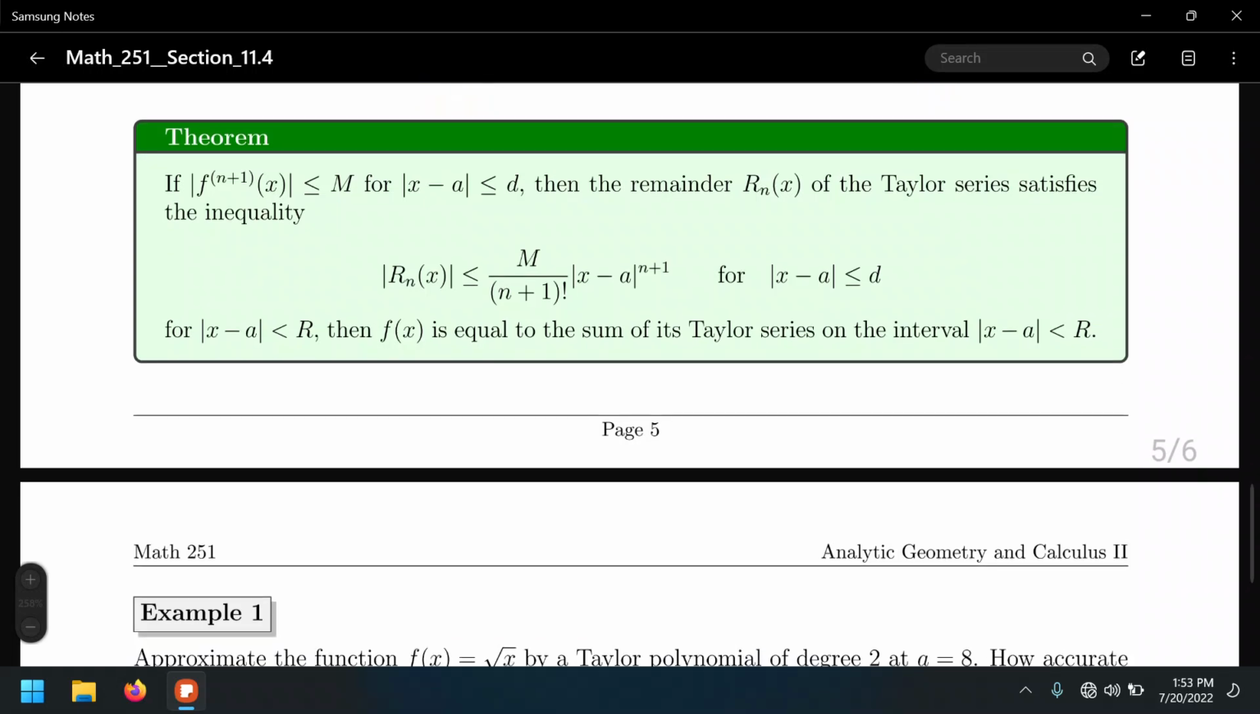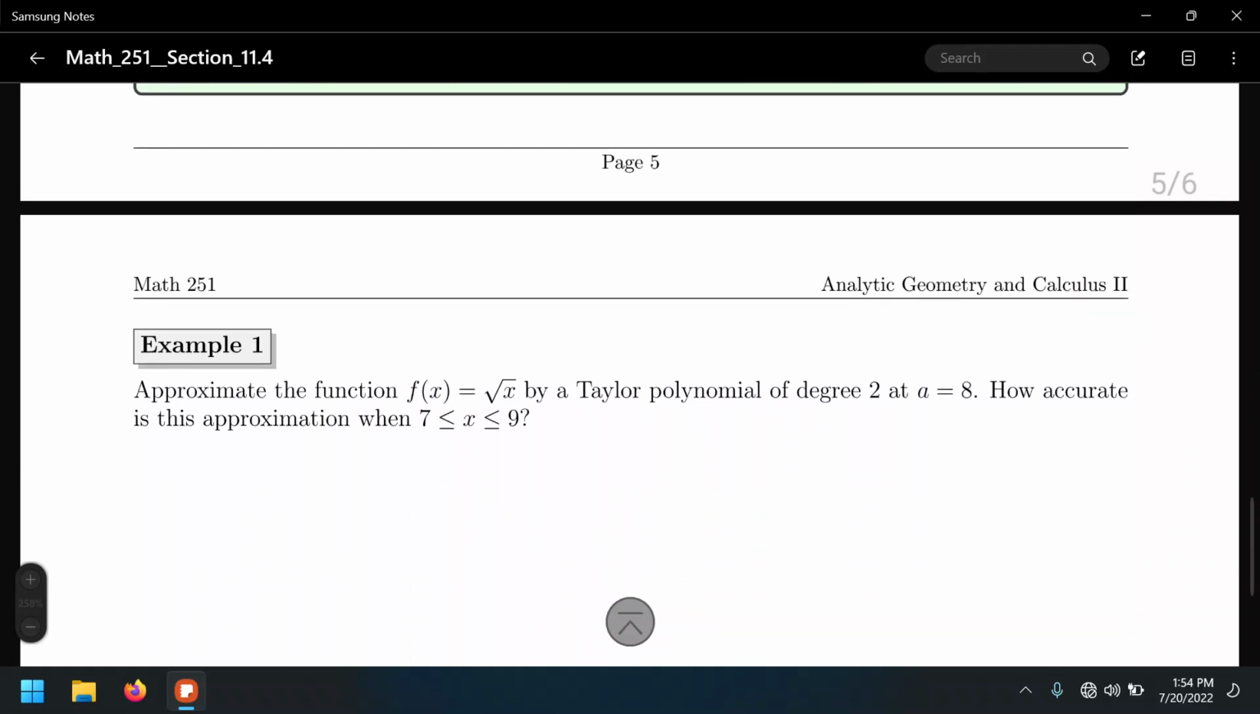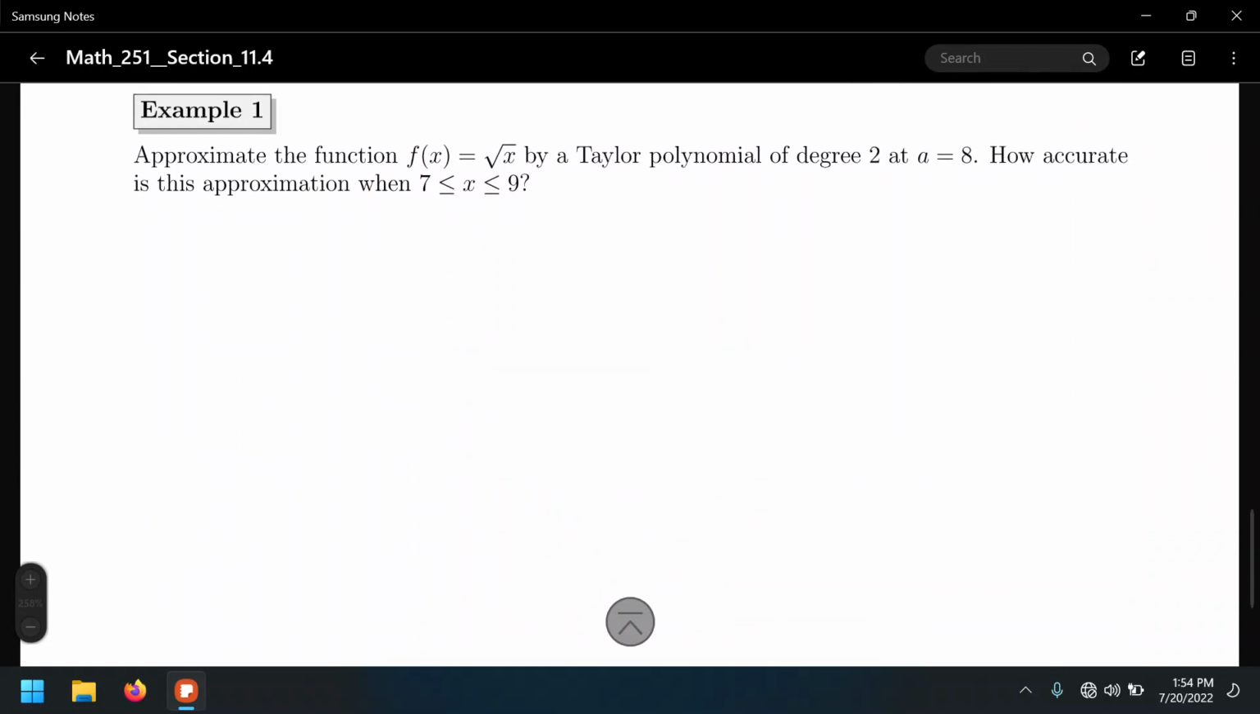Well, we have this inequality right here, where the remainder is less than or equal to the value of the next term, in a very similar way to the alternating series test. So we need to find a polynomial approximation first, and then we're going to apply this inequality. I'm going to show you how to use this inequality. So first of all, let's do one example.